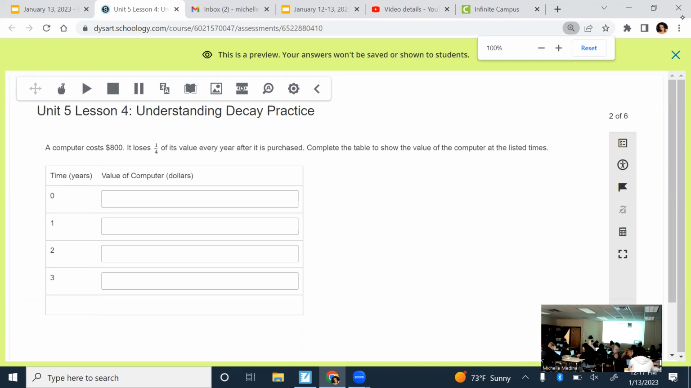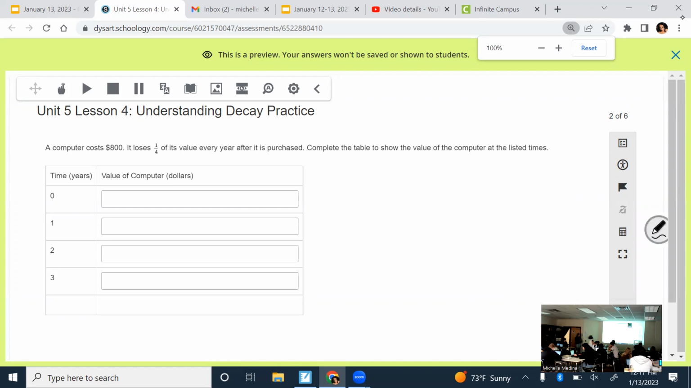So a computer costs $800. It loses 1/4 of its value every year after it is purchased. Complete the table to show the value of the computer at the listed time. So we have been looking at exponential functions. That's going to be the theme for this whole unit. What's the formula for exponential functions?